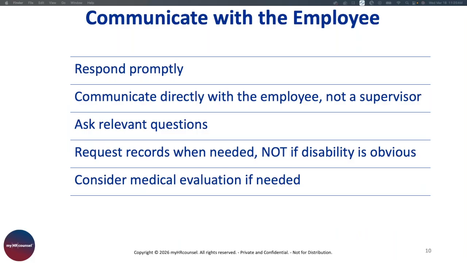Now, as an employer, you should not ask for records from an employee if both the disability and the need for reasonable accommodation are obvious. It's something you can see, you know they have this disability, or if the individual has already provided you with sufficient information to substantiate that they have an ADA disability and that they need reasonable accommodation.